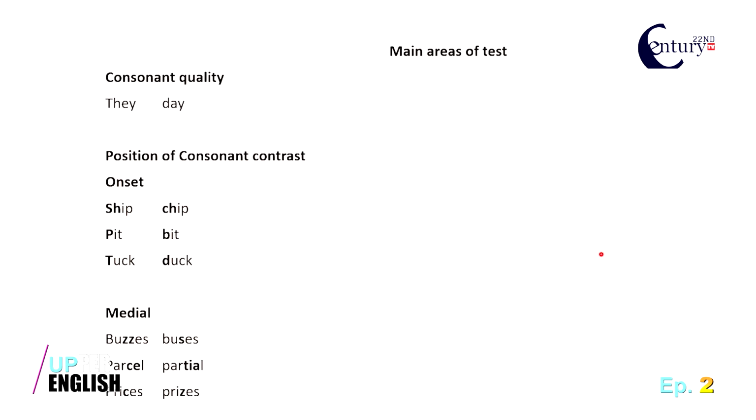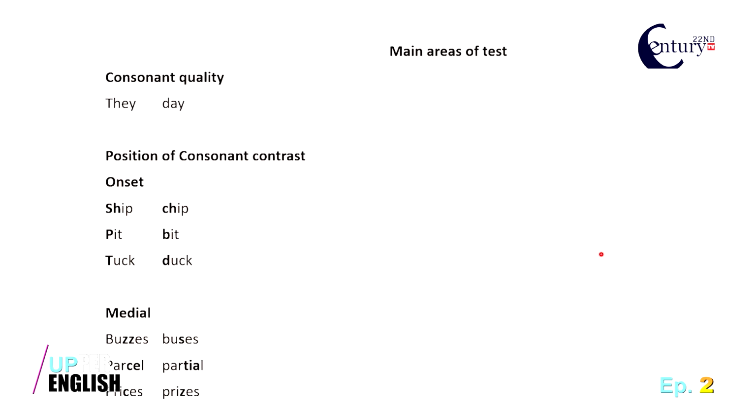Then we now look at the medial. If the difference in consonantal system comes in the middle, we say what? It is in the medial position. So we have buzzes and we have buses. So the difference is what? It is between the Z sound and the S sound. See, buzzes and buses. These buzzes, z, and buses in the middle.